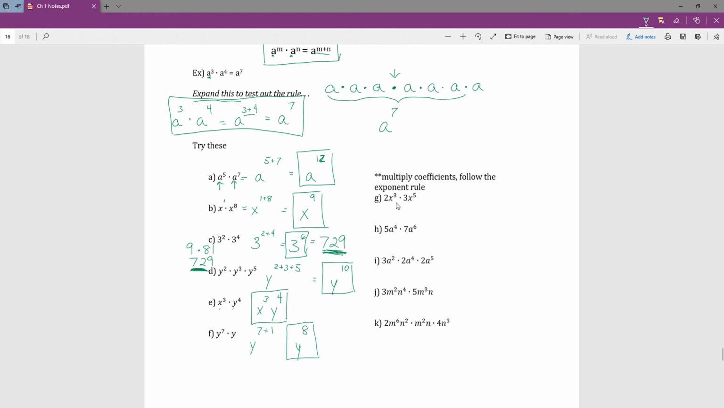Okay, so that was just the variable parts of it. We're going to move on a little bit here and talk about what we do when they have coefficients in front of the variable parts. So basically all you do with this is multiply the coefficients and follow that exponent rule. So we'd have 2 times 3, so that's a 6, and it's x to the 3 plus 5. It might be worth showing your work. If you don't, that's totally fine, but it can save you some simple mistakes sometimes.